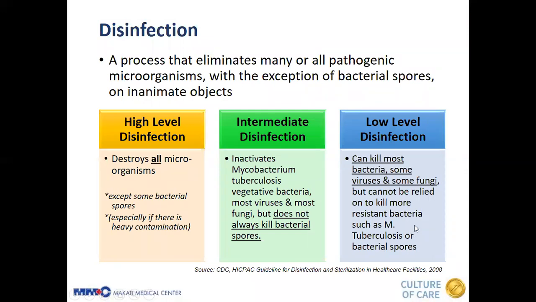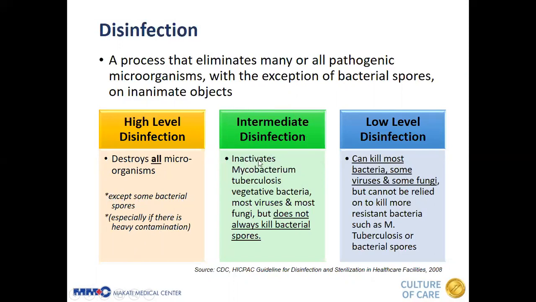Disinfection. Disinfection is a process that eliminates many or most pathogenic microorganisms, with the exception of bacterial spores, on inanimate objects. So we have three levels of disinfection: high level, intermediate, and low level disinfection. High-level disinfection destroys all microorganisms except for some bacterial spores, which are only killed by sterilization. High-level disinfection is done especially if the object is heavily contaminated.